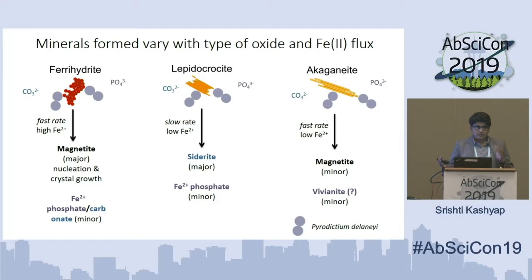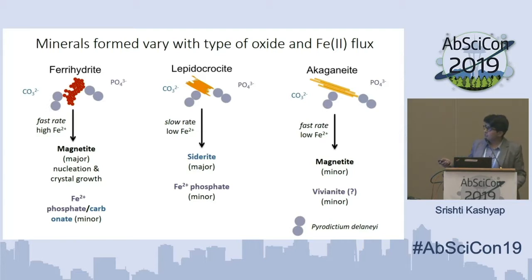Now, when we put together the results I showed you with regards to the rates of reduction and the spectral characteristics together, we find that the minerals that form are really affected by the type of oxide that we start and grow these organisms with, as well as the Fe2+ flux. With ferrihydrite, which shows a fast rate of reduction and high Fe2+ accumulation, magnetite nucleation and crystal growth is favored. In addition to that, we see minor amounts of ferrous phosphate and carbonate forming.